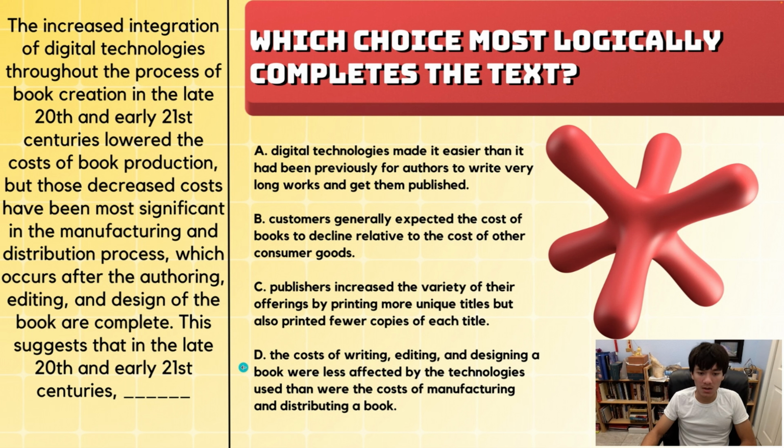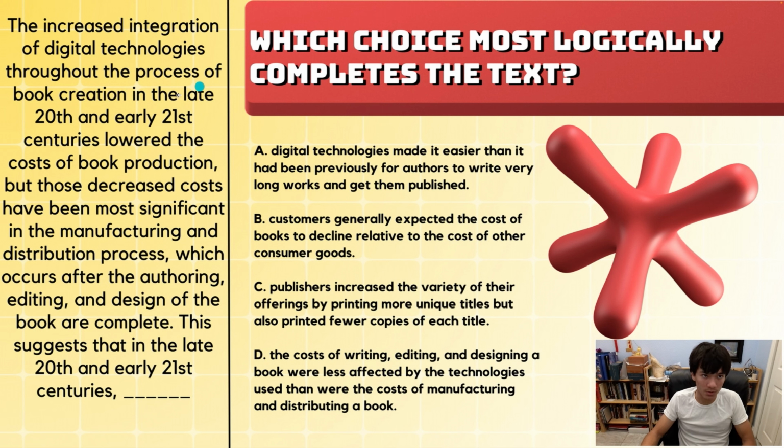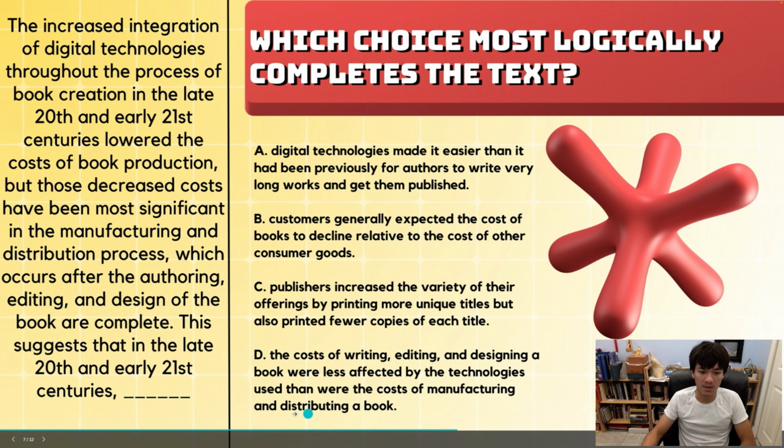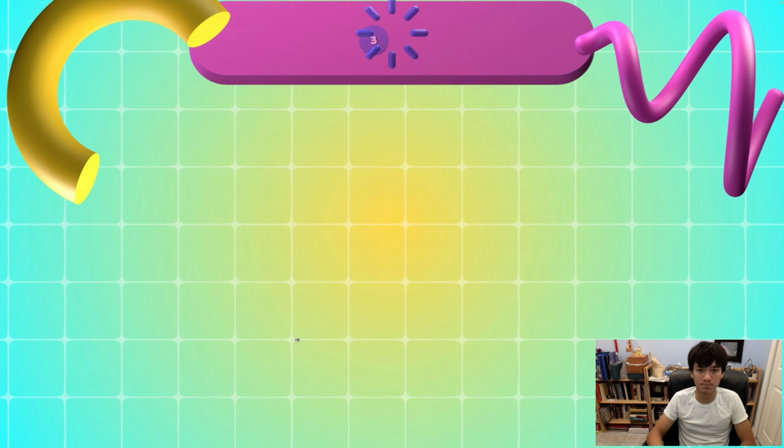D. The costs of writing, editing, and designing a book were less affected by the technologies used than were the costs of manufacturing and distributing a book. This directly relates to our claim right here when it says, once again, that the integration of digital technologies decreased costs of book production in the manufacturing and distribution process, which is exactly what it's saying right here. So therefore, D would be the most logical statement to complete the text. Let's go to question number 3.